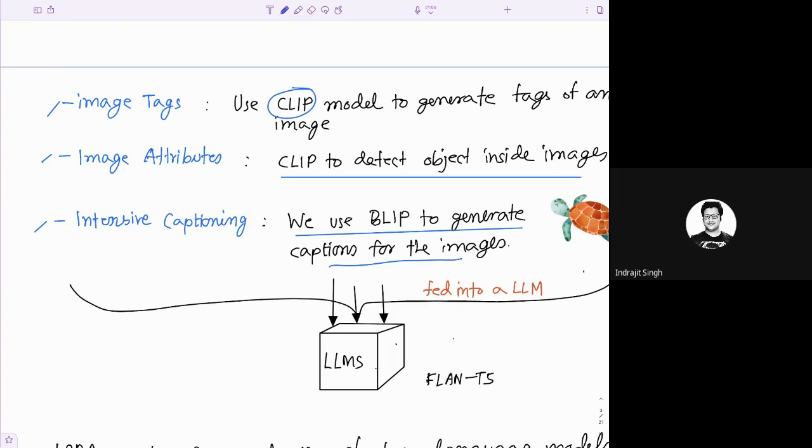Now, there are different types of data sets, which we'll talk about a little bit later.